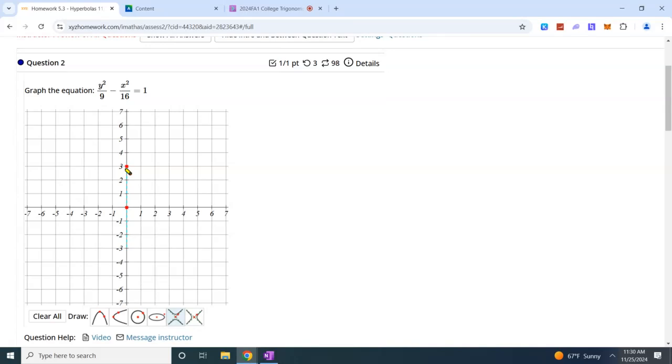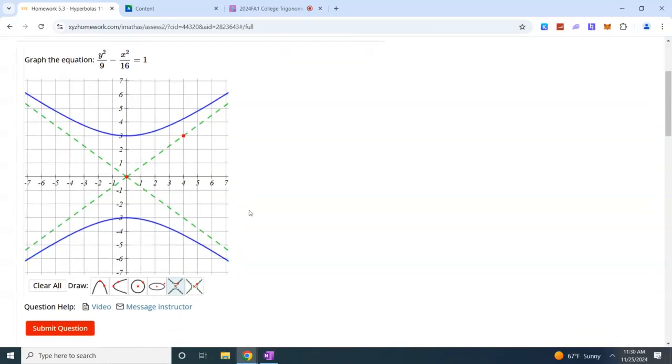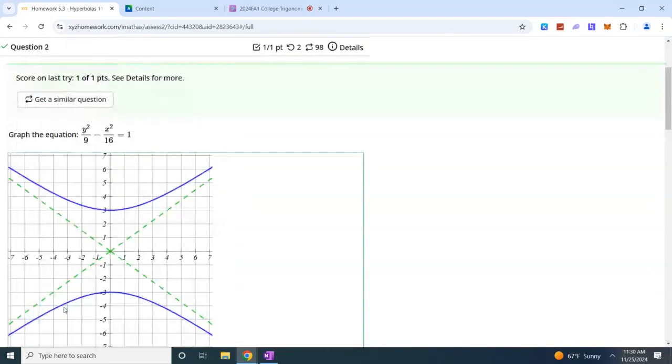If I look underneath the x variable, I have 16. The square root of 16 is 4. So I'm going to move 4 places to the right. I'm going to lock that in, and that should be our graph. So you want to plot your center, move along the transverse axis, and then move along the non-transverse axis.